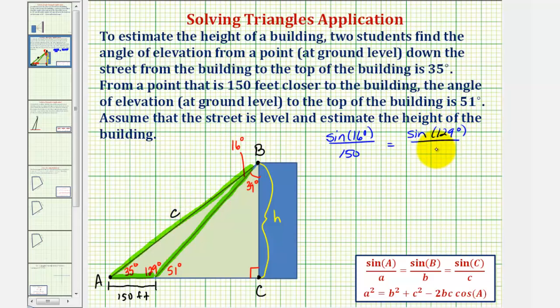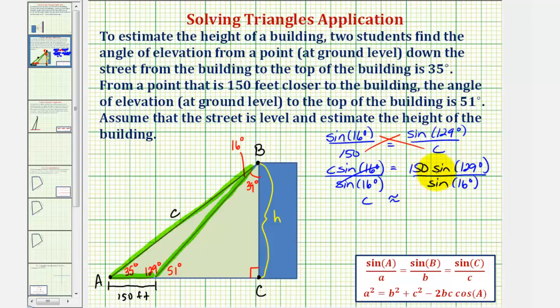divided by C. Because we only have one unknown here, we can cross multiply and solve for C. C times sine 16 degrees must equal 150 times sine 129 degrees. Now to solve for C, we'll divide both sides by sine 16 degrees. This simplifies to C, so we'll have C is approximately equal to this quotient.